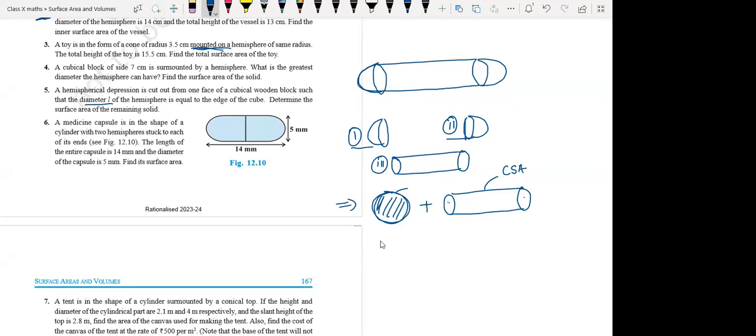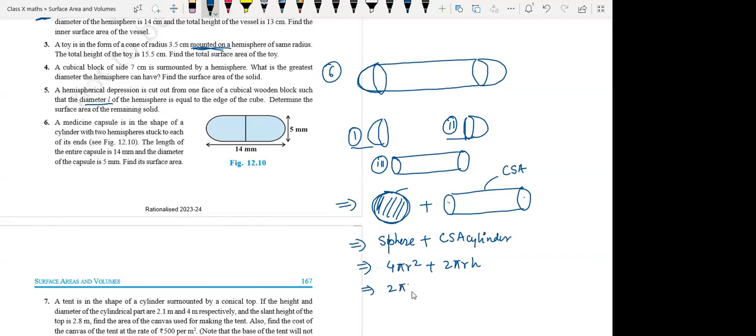Similarly, this part is a sphere, right? So if we calculate the surface area, it would be the sphere and then the CSA of the cylinder. Correct? What is the surface area of a sphere? 4 pi r square. And what is the CSA of a cylinder? 2 pi r h. So we can take a common.